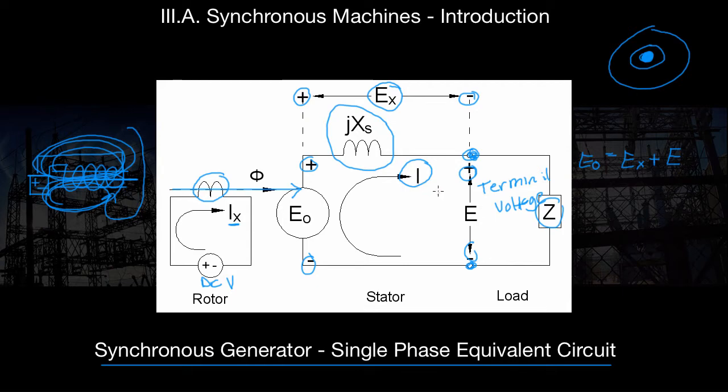Now, what about our current? How could we write something for our current? Well, if we start with Ohm's law, which says V equals IR, if we rewrite this for our generator components, we could say EX up here.